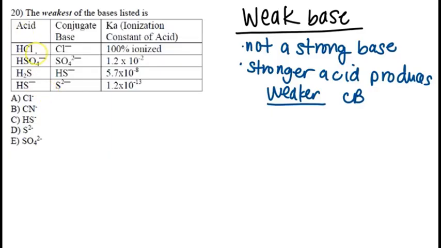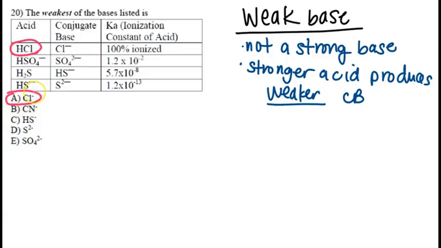Looking at my acids listed, I already know HCl is one of my strong acids. Therefore, Cl minus must be the weakest base. Also, I can verify this because the Ka value is 100%. And so if you have a very, very large Ka value, then you know that you're going to have a strong acid here. So therefore, my weakest base is going to be letter A, which is Cl minus. Yes, we already have our answer.